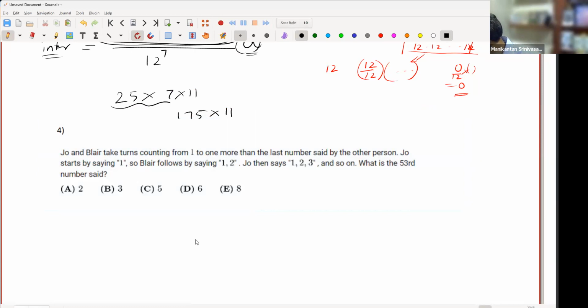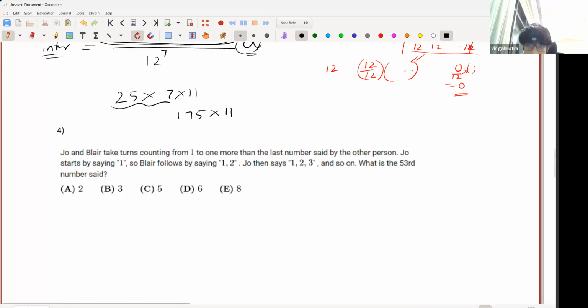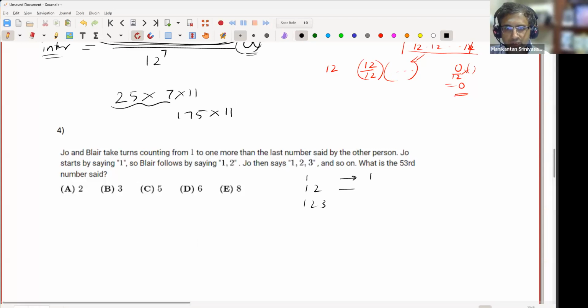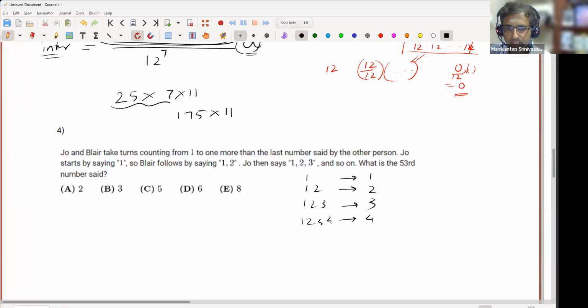Okay, please explain. So we know that this can go on until 9, right? And the sum of those numbers is 45. But we also know that at the 10th turn, the 8th number said is the 53rd number overall. And 53 minus 45 is equal to 8. Exactly. So we start with 1, 1, 2, 1, 2, 3, and so on. So the number of terms exhausted here is 1, 2, 3, and 4 here, and so on, right? So he's saying we can go all the way till 9, right?